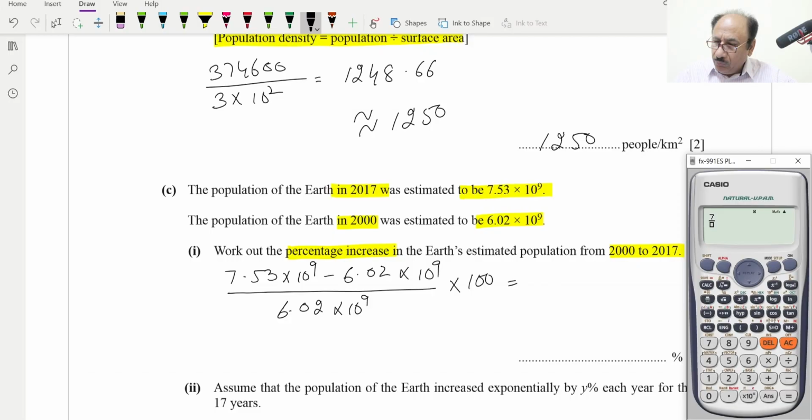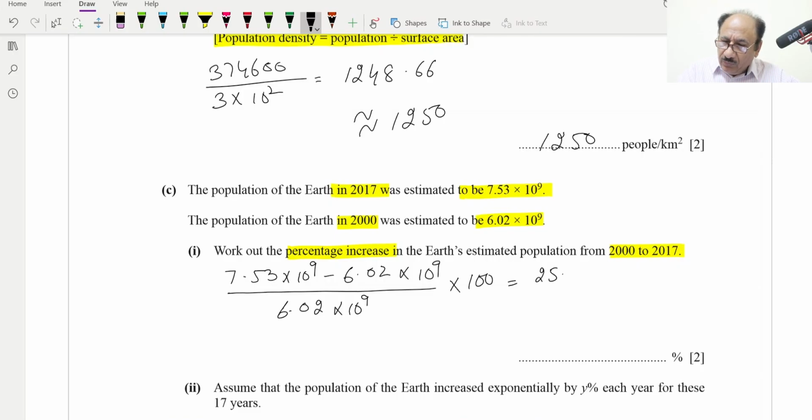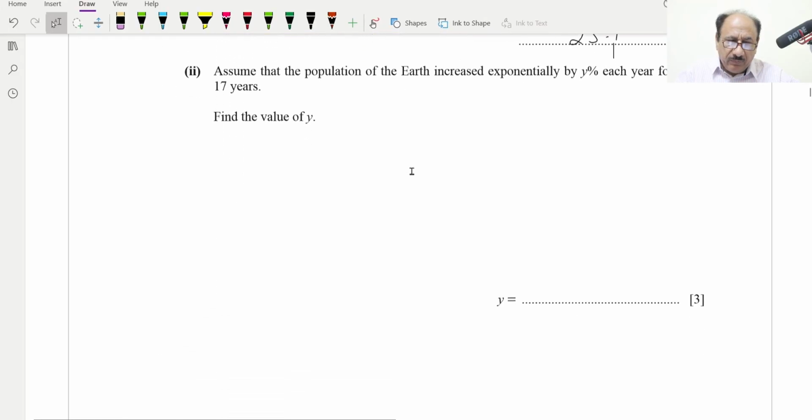And this calculation will be 7.53 into 10 raised to the power 9 minus 6.02 into 10 raised to the power 9, and this will be divided by 6.02 into 10 raised to the power 9 and multiplied by 100 for percentage, and we are getting 25.08, which we can write approximately equal to 25.1. So 25.1 is our final answer, 25.1%.